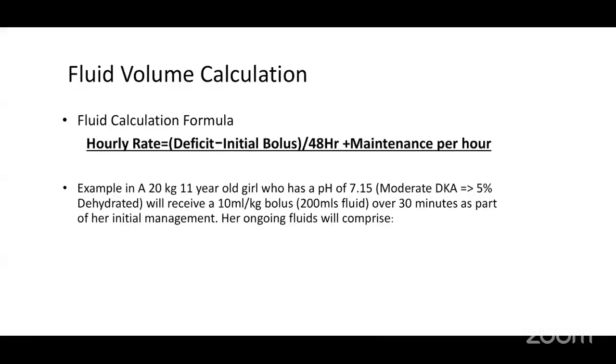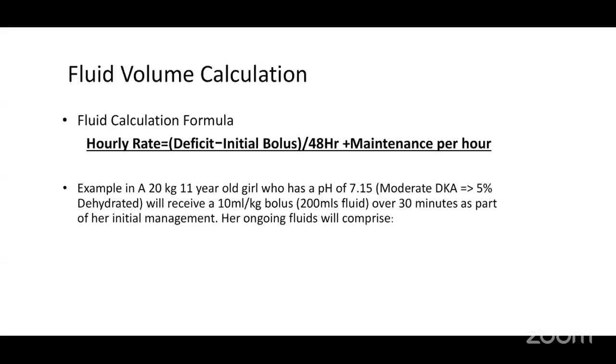So, for example, if you have a 20 kg child who is around 11 years old and the pH is 7.15, that means moderate DKA, and the deficit is 5% in moderate DKA. The child will receive a 10 ml per kg bolus, which has already been given. That is 10 ml per kg, so for 20 kg, 200 ml of fluid over 30 minutes as part of initial management. Then we have to go ahead with the rest.